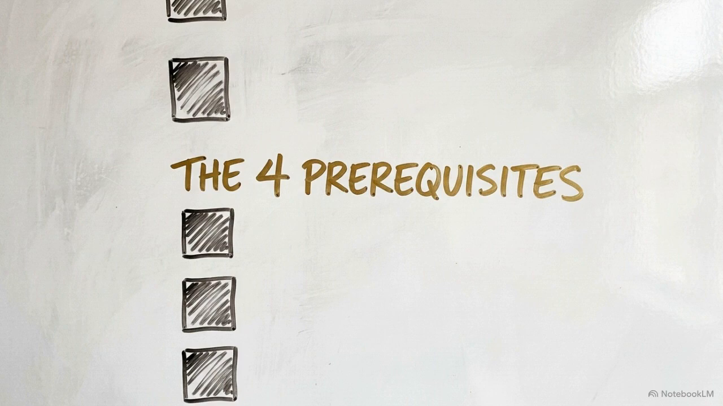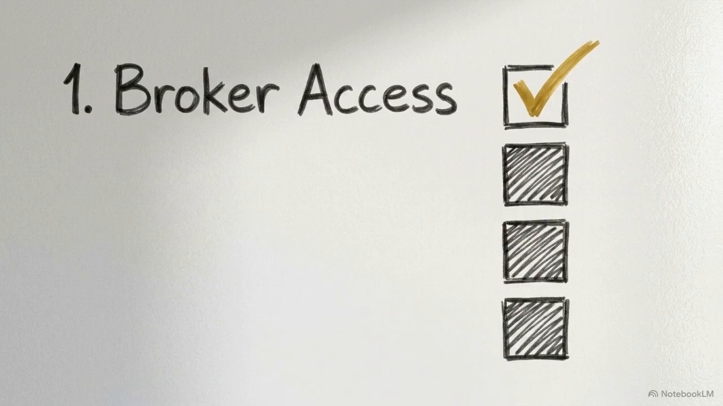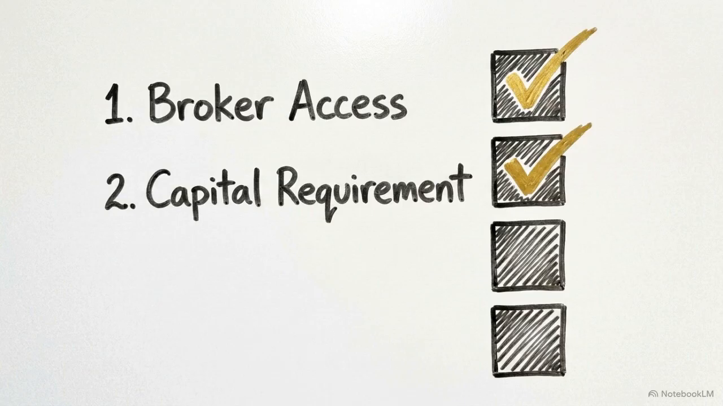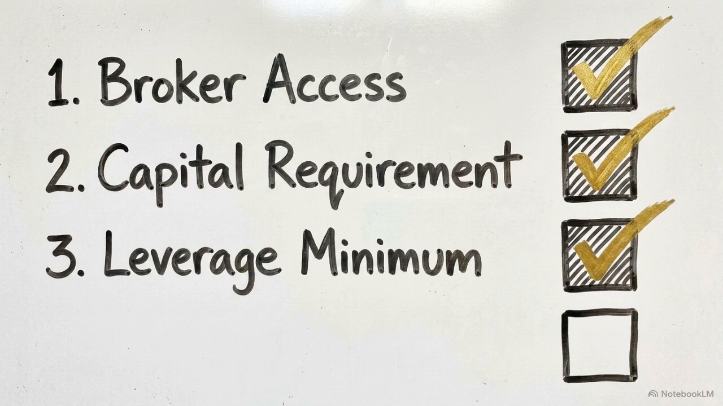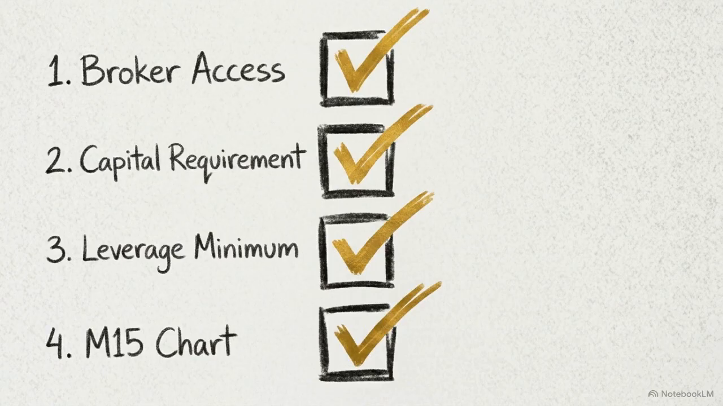Before we even look at a chart, you need to clear 4 strict prerequisites. You must have a broker that offers US100 trading. You need a minimum equity of $500. Your account requires a leverage of 1 to 500 or greater. And finally, you must be operating on a 15-minute time frame.